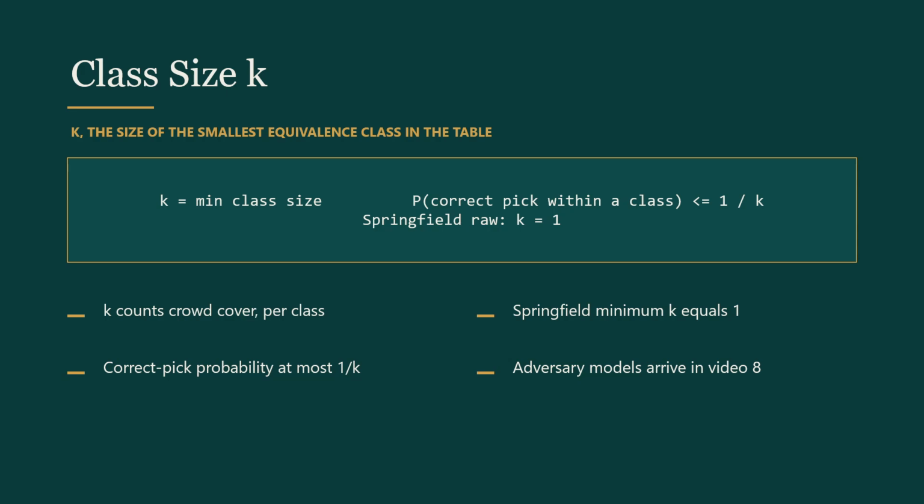Those are 3 genuinely different adversaries, with 3 genuinely different formulas, and they are the whole subject of Video 8 in Module 4. Today, 1 over k, one class at a time. 2 habits. Always report the minimum k and the class size distribution, never just an average, because averages hide the exposed person. And always report the quasi-identifier set beside it.